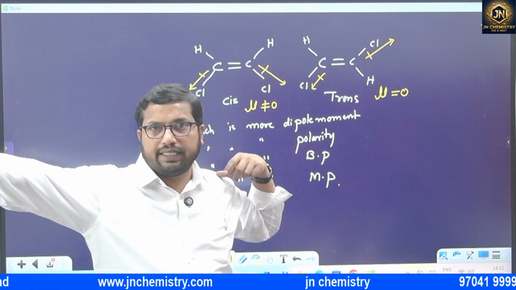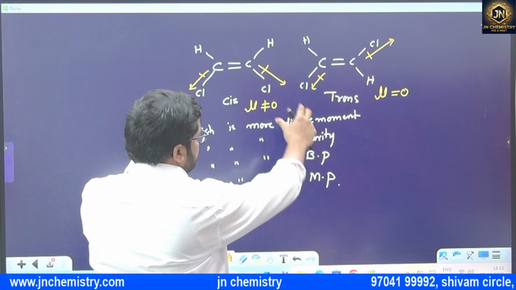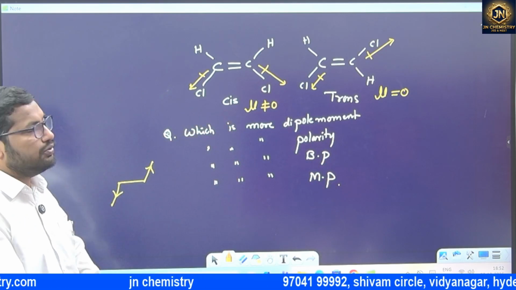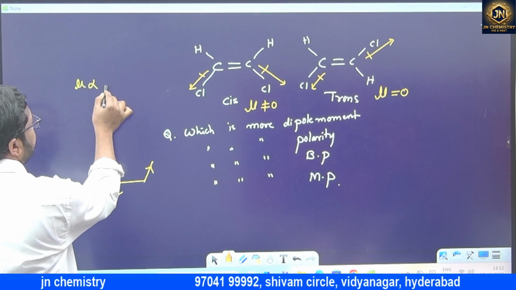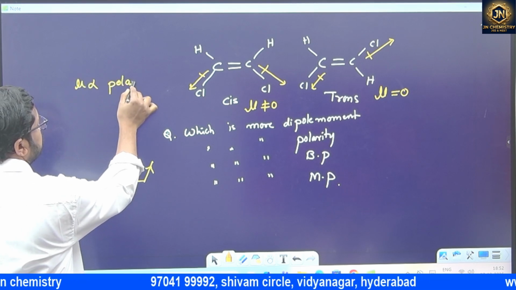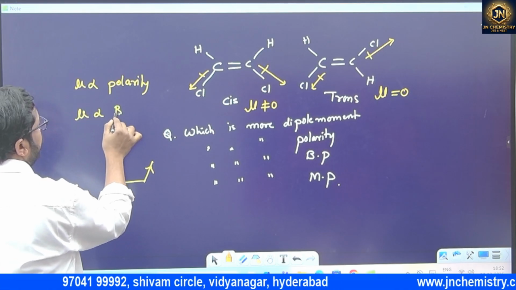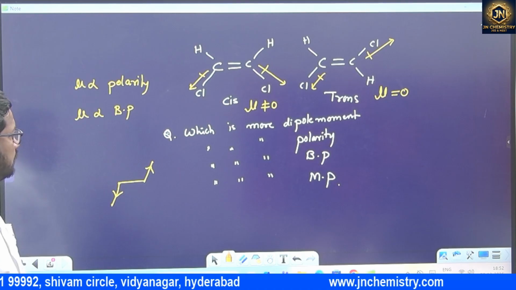But if only one side is pulling, this is moving this side and like that, it's coming down. You can drag it down. So dipole moment is not equal to 0. So write one important point. Dipole moment is directly proportional to polarity. Dipole moment is directly proportional to boiling point.